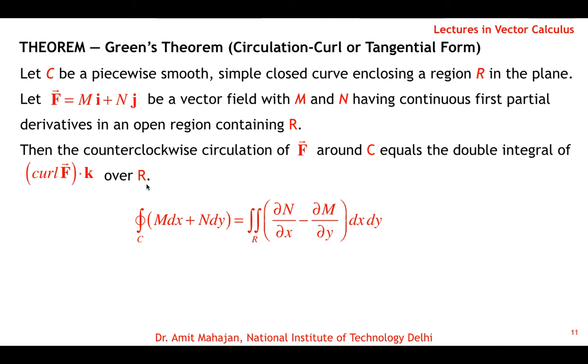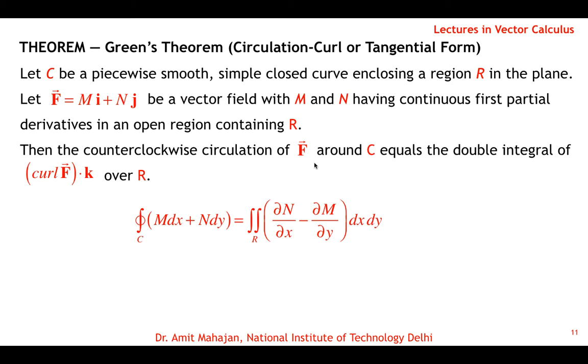The counterclockwise direction is the positive direction of circulation. If you have a simple closed curve, the positive direction is the direction in which, when we move along the curve, the region lies to the left of the curve. So that means the counterclockwise direction.